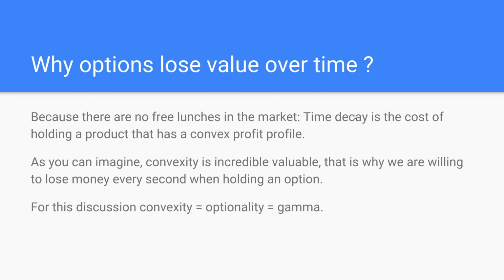time decay. And in this discussion, I am going to use these three words: convexity is the same thing as optionality, and gamma is just a quantification of it. It's like how convex the thing is.